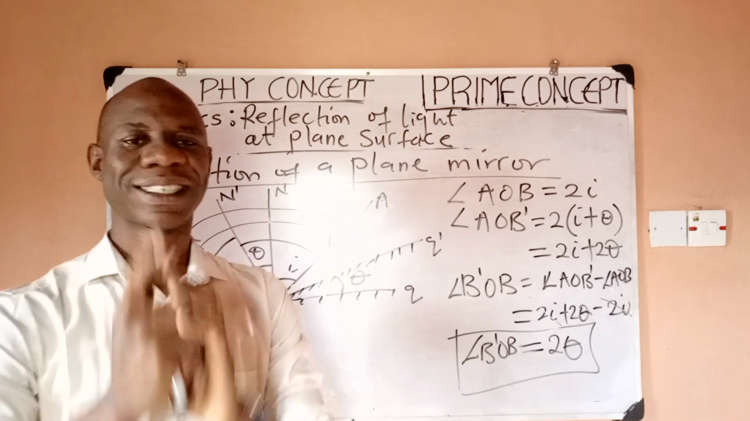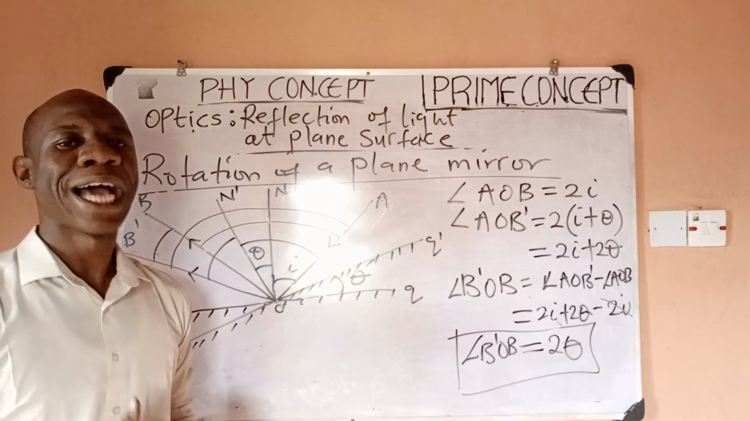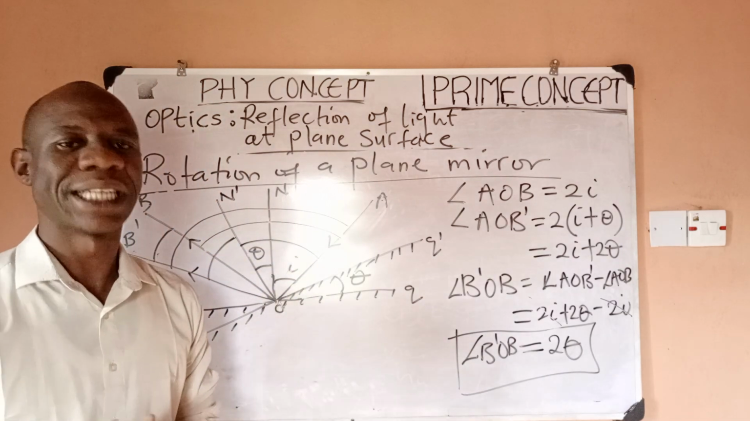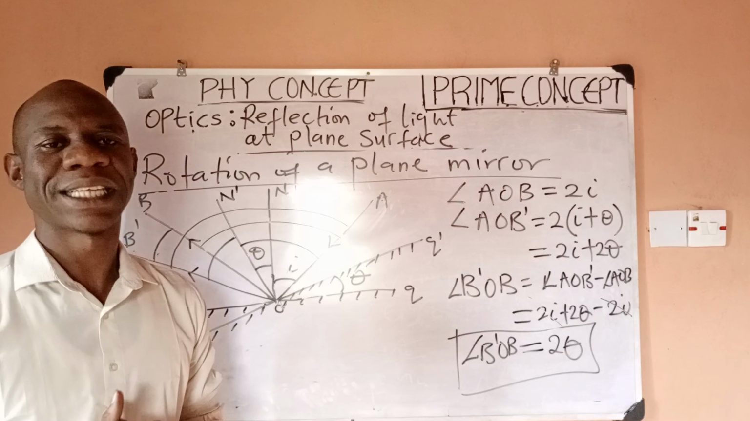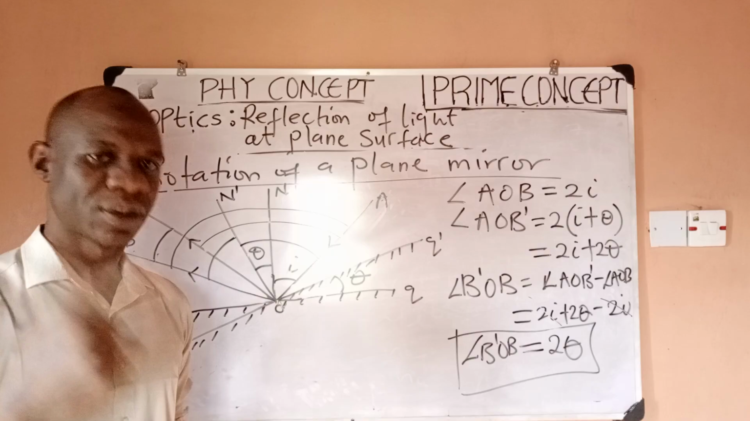As a simple problem, if I rotate my plane mirror through an angle of 15 degrees, by how much would my reflected angle turn? Solve this and put the answer in the comment section.